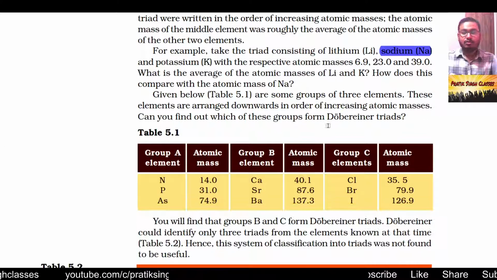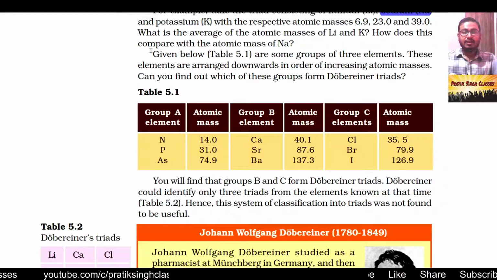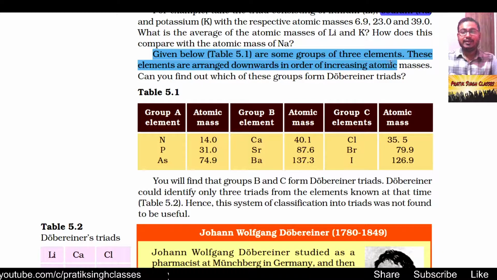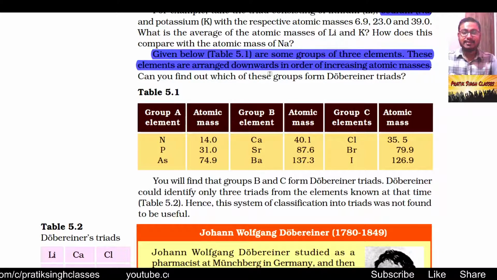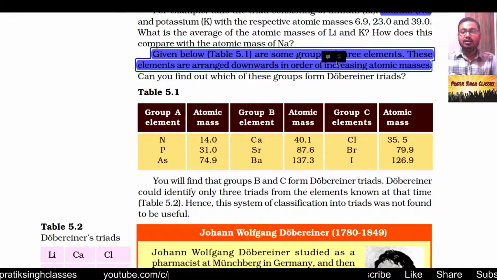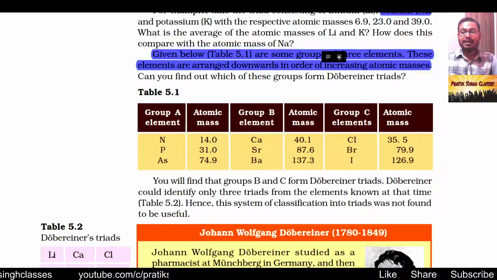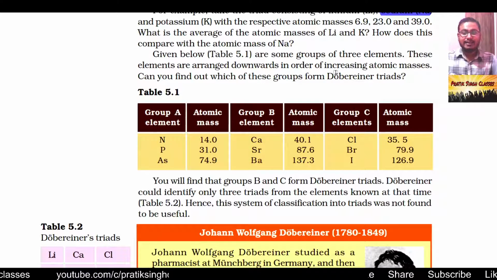Okay, so coming to the next topic. Given in Table 5.1 are some groups of 3 elements. These elements are arranged downwards in order of increasing atomic masses. Let us see whether Dobereiner was correct in his thought.